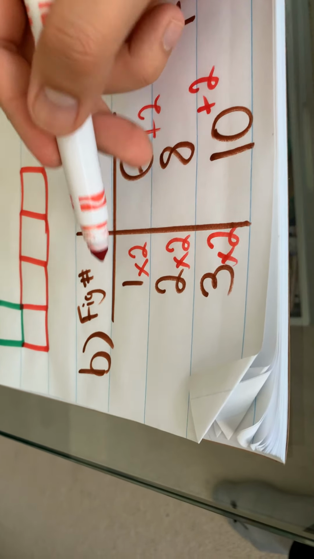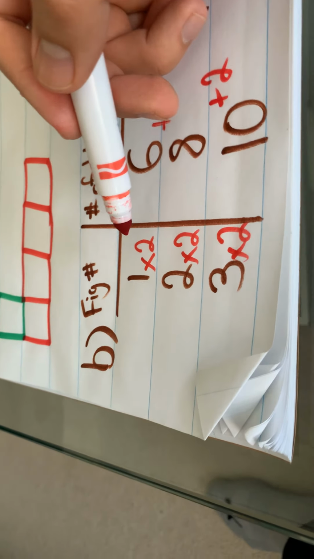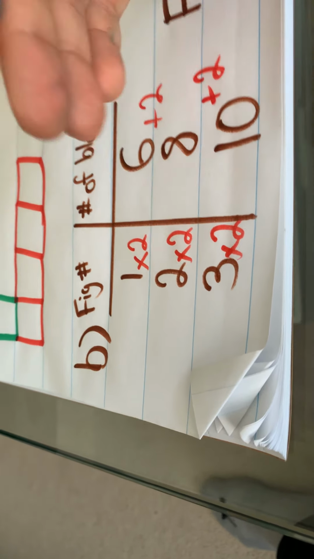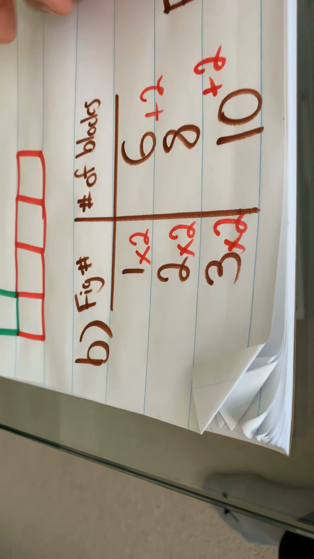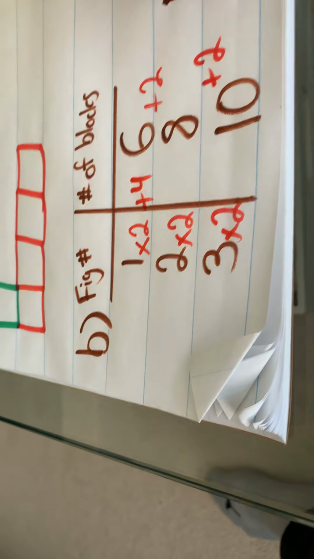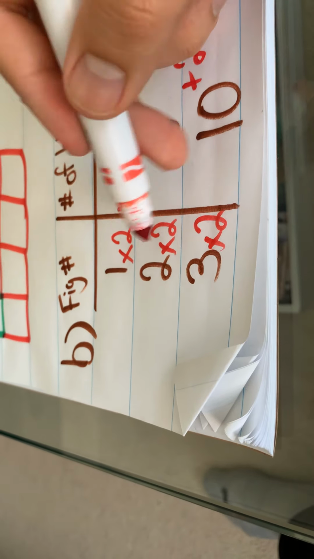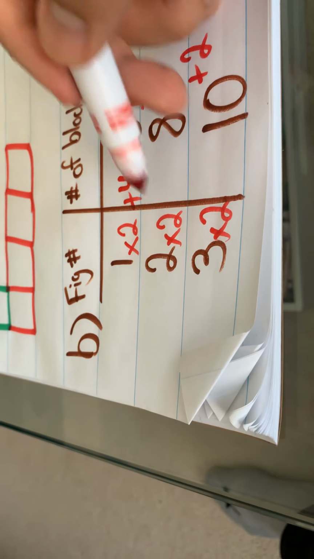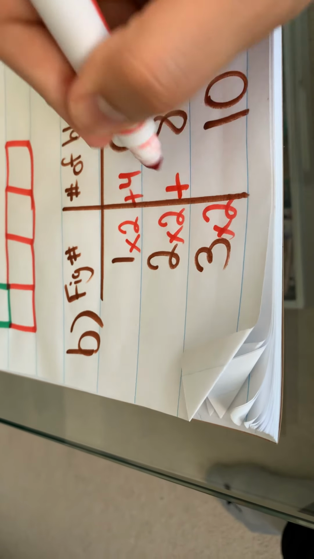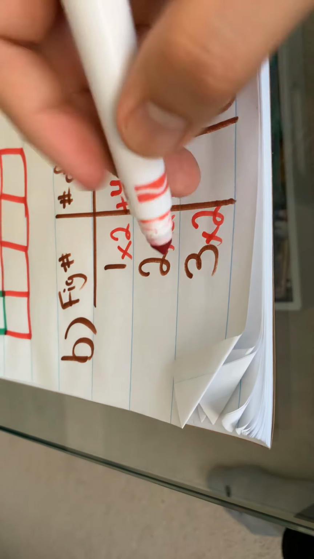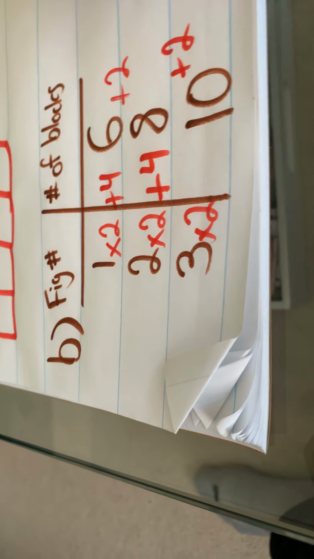2, 2, 2. So now I ask myself, okay, 1 times 2 is 2, but I need to get to 6. So how much more do I need to add to 2? Well, I need to add 4. 1 times 2 is 2, plus 4 is 6. Over here, 2 times 2. Well, 2 times 2 is 4, but I need to get to 8. So how much more do I need to add? I need to add 4. 3 times 2 is 6, but I got to get to 10. How much more do I add?